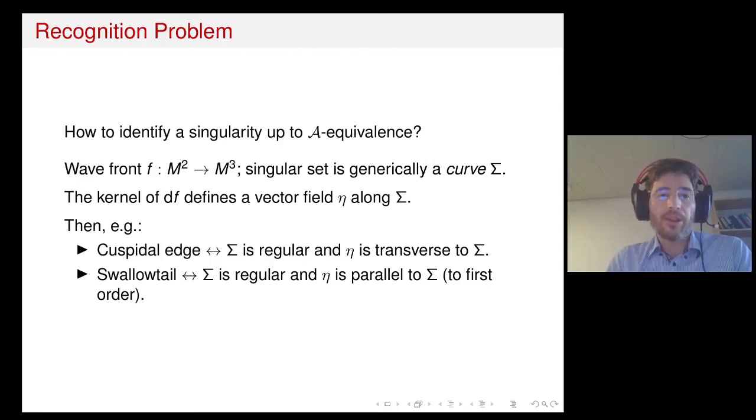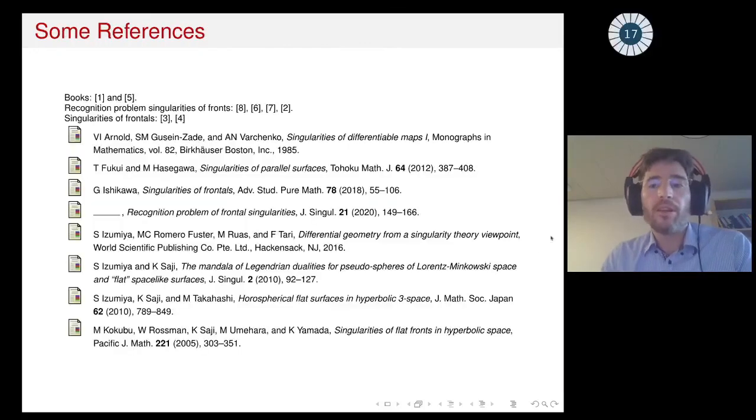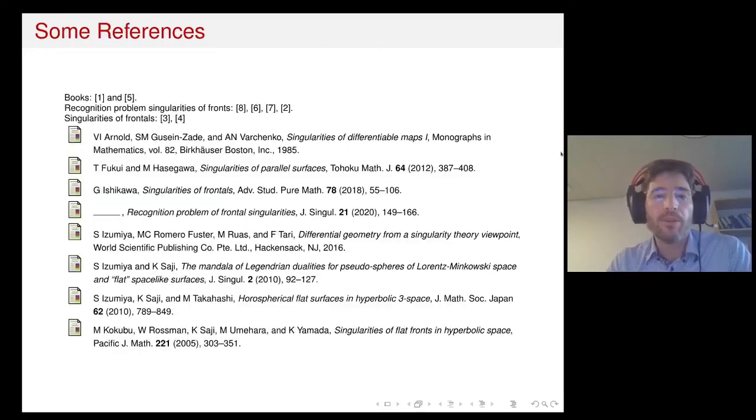So that's everything I wanted to say here about the theory of singularities. If you pause this slide, you can have a look at these references. There are two books here, the one by Arnold about singularities, and this more recent book by Izumiya and others. And you can read about a recent survey by Ishikawa about the recognition problem for frontals, which is, I believe, still an open area. And here you can read about the generic singularities of fronts in, for example, this paper here.